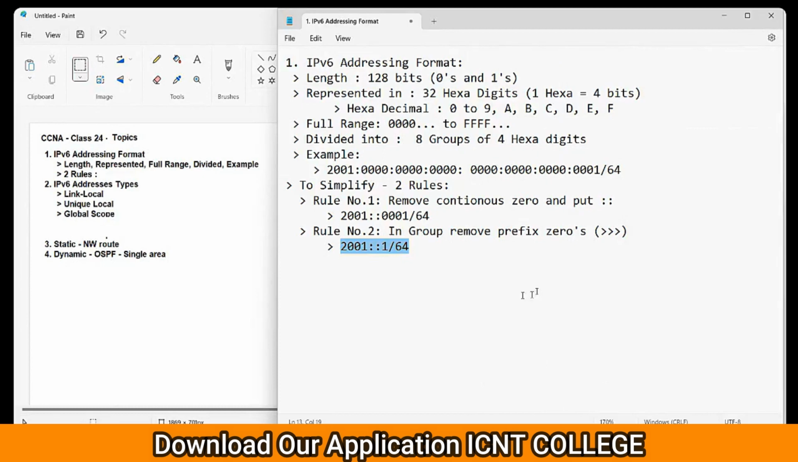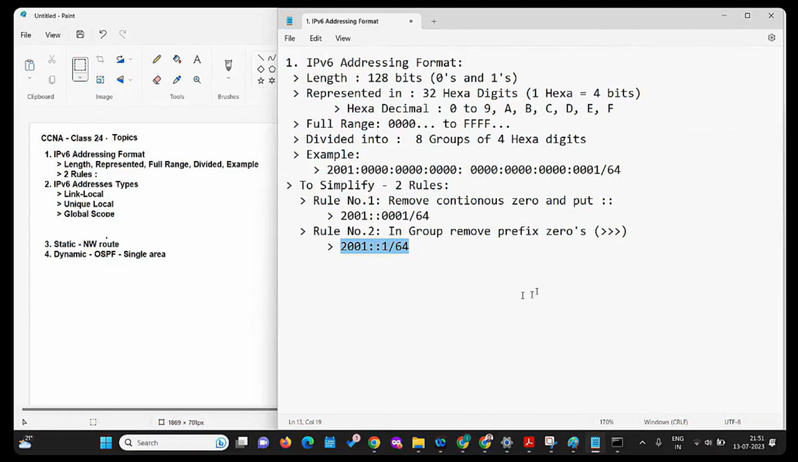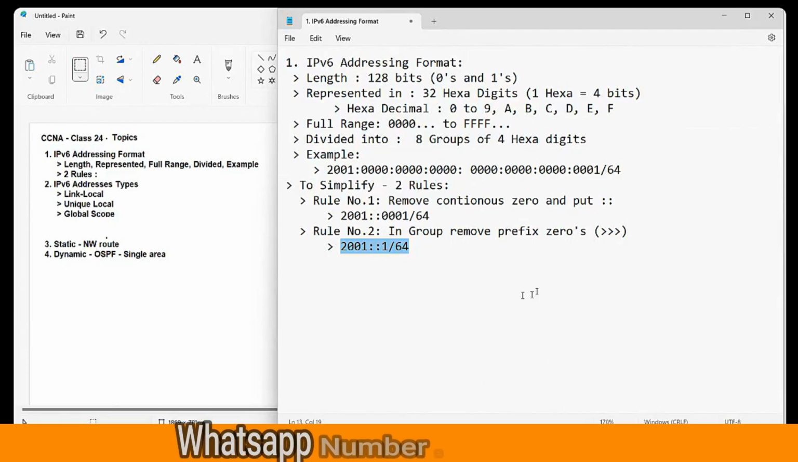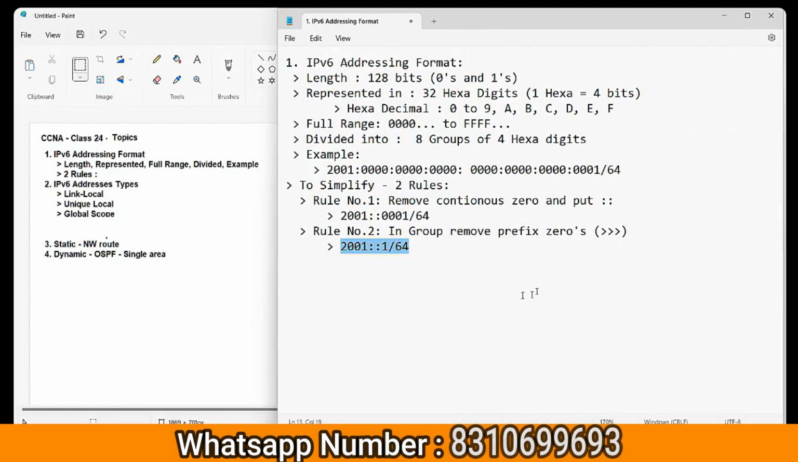That means you can remove from left to right. If it is right to left, you must not remove. Like if 1000 is there, you cannot remove the zeros, because the value will change. 1000 will become 100 rupees. Correct? On the left side you can remove zeros, but on the right side you cannot.